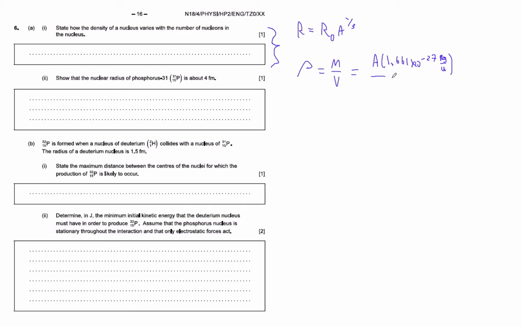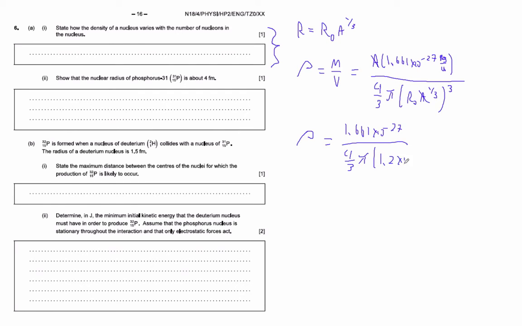Okay. And then our volume is 4/3 pi r to the third, right? Well, r is just r naught, A to the 1/3, and then that's to the third. So notice that we've got an A in the numerator and an A in the denominator, and it just goes away, right? A to the 1/3 to the third is just A, right? And so you end up with the nuclear density being 1.661 times 10 to the minus 27th divided by 4/3 pi times the Fermi radius 1.2 times 10 to the minus 15th, a tiny number, right, raised to the third power.